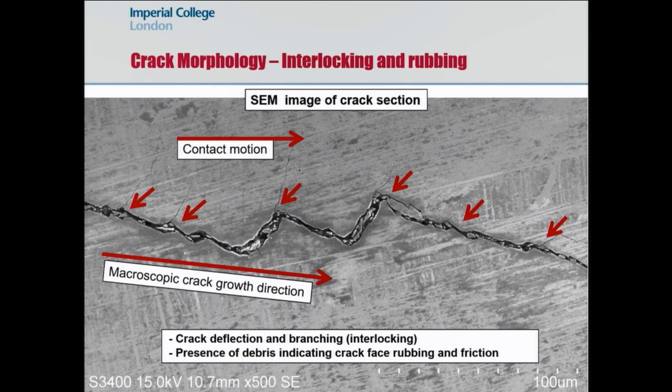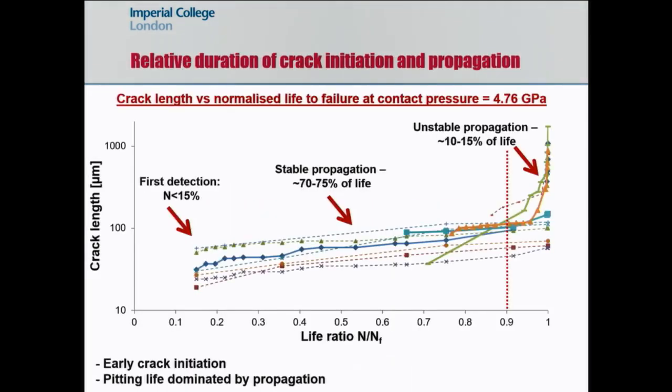You also see some debris, which means that the crack faces have been rubbing. This is quite important because it suggests that the friction between the crack faces is important. It can affect the stress intensity factors of the crack tip, so we need to account for it. So we basically measure crack propagation rates because we follow those cracks.